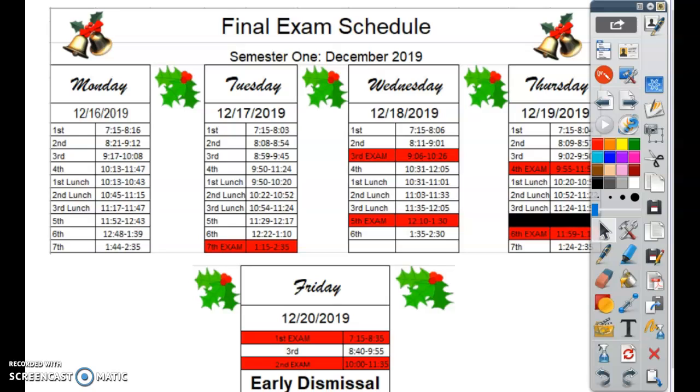Okay, this is the final exam schedule. Some of you are going to be testing today. Some of you are going to be testing tomorrow, and then the last two periods are testing on Friday. So if you didn't have this schedule, here it is.